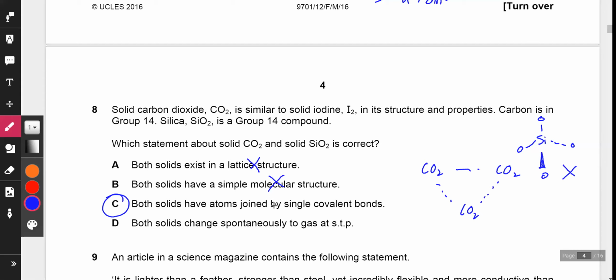Huh, they're not. Both solids have atoms joined by single covalent bonds. Okay, he's talking about single. So that's not true. Achha, both solids have a simple molecular structure.